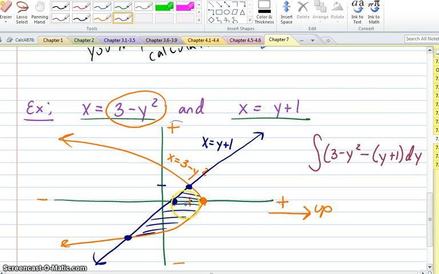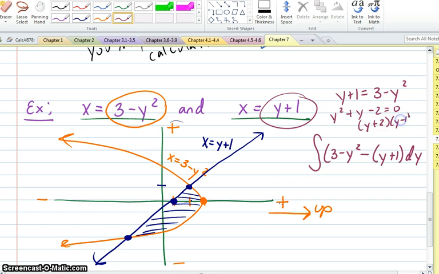To find our intersection points, just like before, we set the two equations equal to each other. We set y plus 1 equal to 3 minus y squared and solve for y. Get everything on one side and factor. We see two intersection points, y equals -2 and y equals 1. That makes sense: this looks like about 1 and this looks like about -2, so it matches the graph. And that's how you set it up.